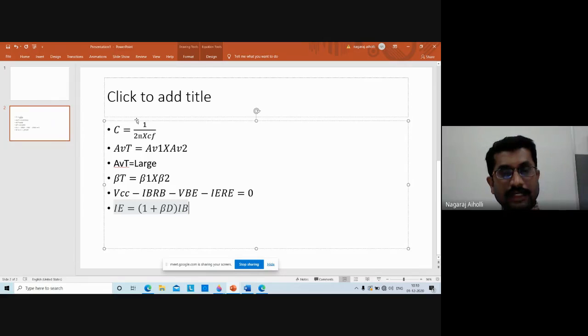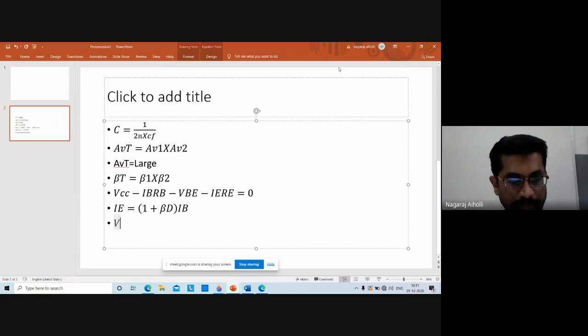As it is a Darlington pair, it will be beta D. IE is equal to 1 plus beta D into IB. So this is the equation for IE. Now substitute this equation for IE in the previous equation, that is, this one: VCC minus IBRB minus VBE minus IERE is equal to 0. If we substitute in that equation, what will we get?